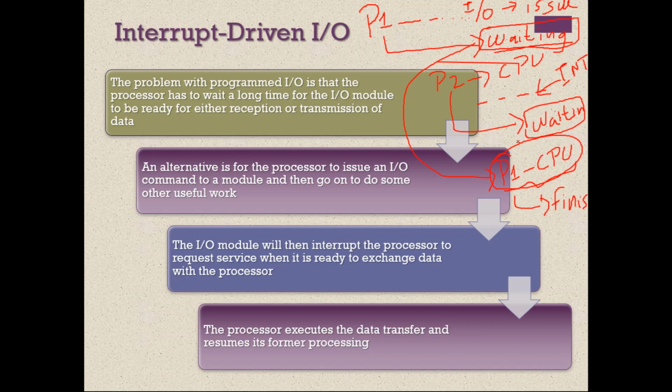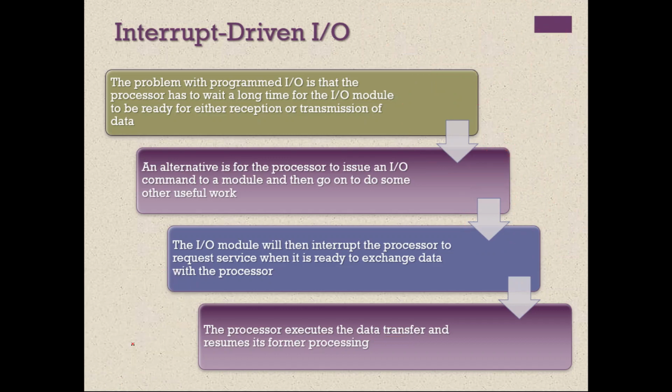So once again the CPU will move P2 from the waiting state to the ready or running state, and now the CPU will start executing P2. So this is what is meant here: the processor executes the data transfer, that is, after performing the data transfer from the IO device to memory, it resumes its former processing. After that it will continue to execute the previous job, whatever it was executing. So this is the whole scenario that happens with interrupt driven IO.